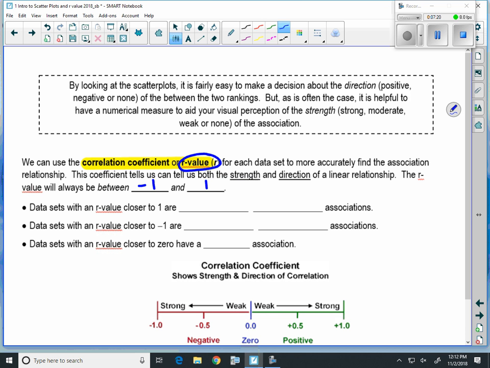So think about your number line. If I have a number line, -1 to 1, it has to be here. It'll never be on the outside of -1. Now, data sets that have an R value close to 1 have a strong positive association. So the closer they are to +1, they are a strong positive. So if they're close to -1, what are they? It's not weak. Strong negative, yes.